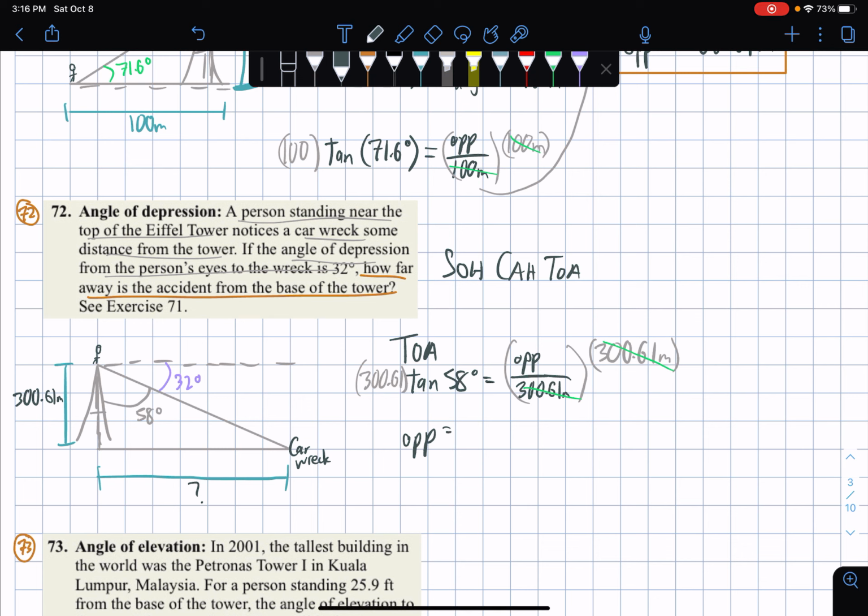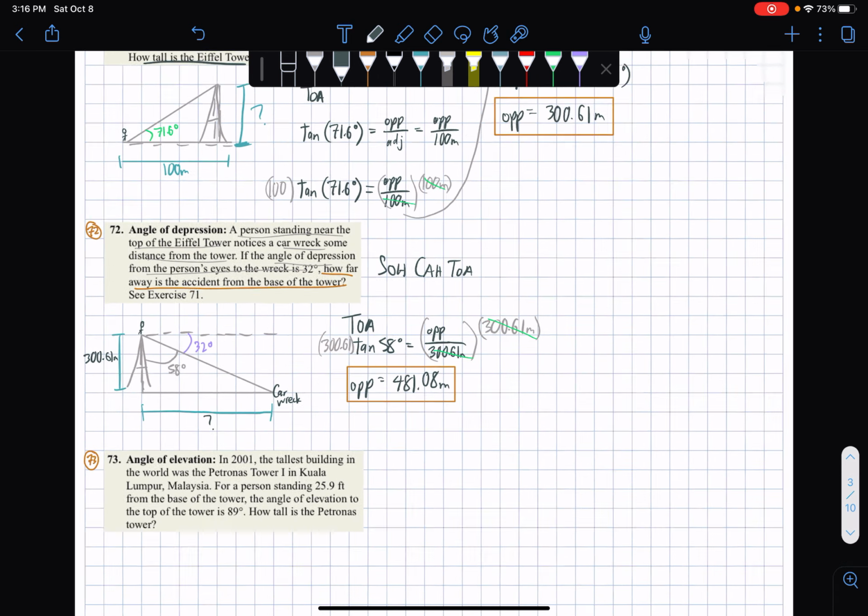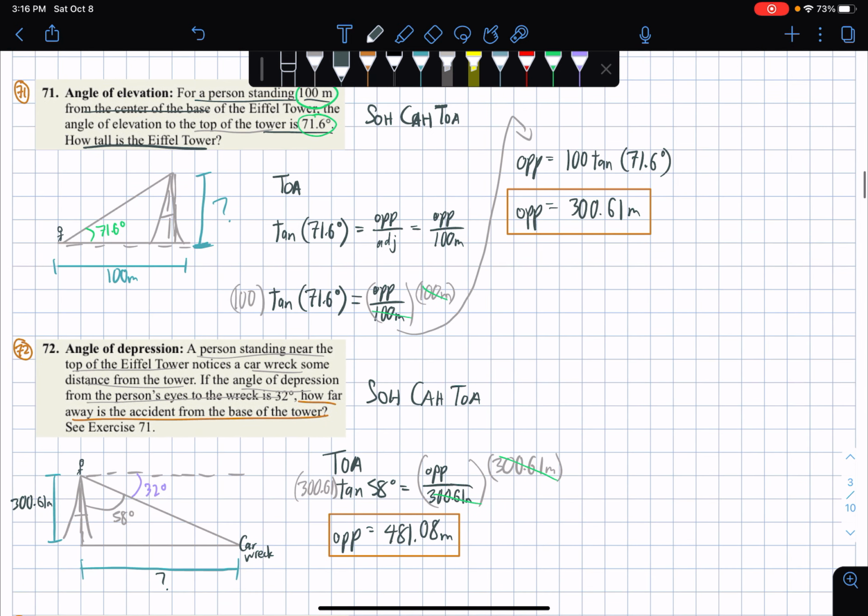So opposite side is equal to 300.61 tangent 58. What we get is 481.08 meters. This is the distance of the Eiffel Tower from the car wreck or the car accident. Alright, so far so good. Let's move on to number 73.